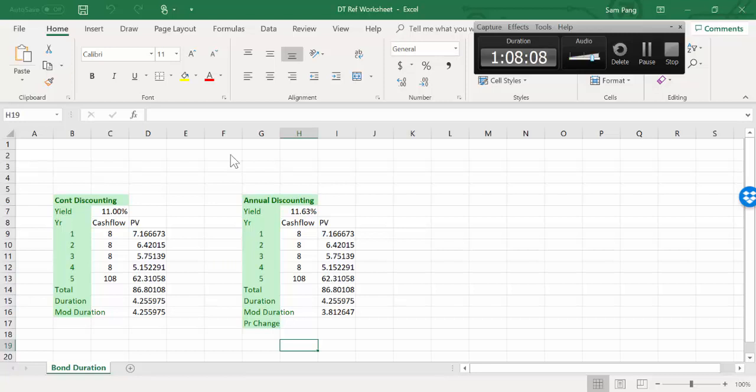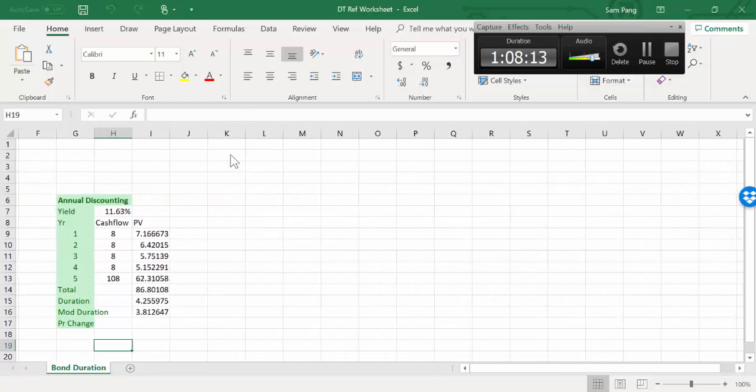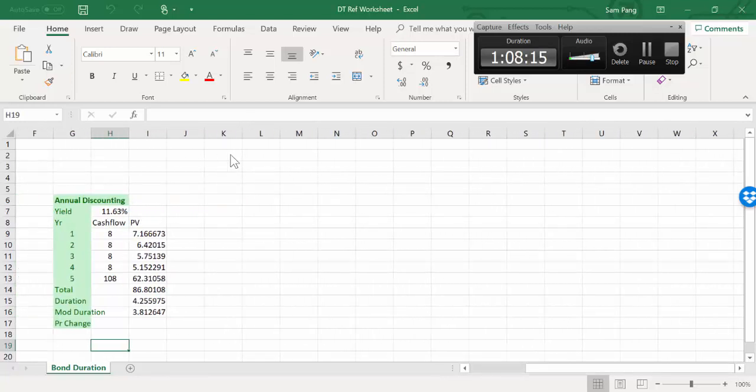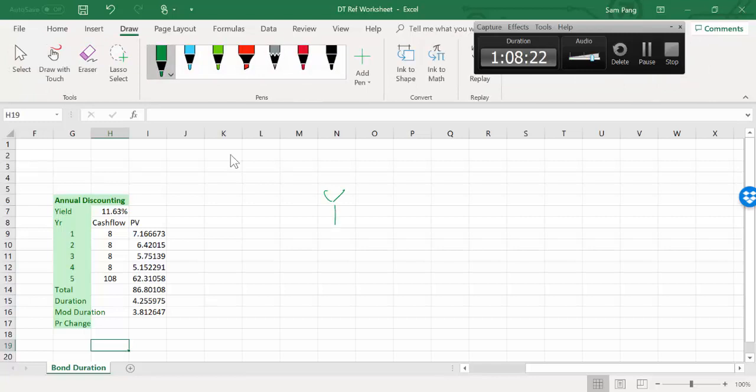So now, if you forget continuous compounding for a moment, you can compound something every 6 months. You can compound something every 3 months. You can compound something every year. And the yield, if you were to compound something on an annual basis, is actually 11.63.